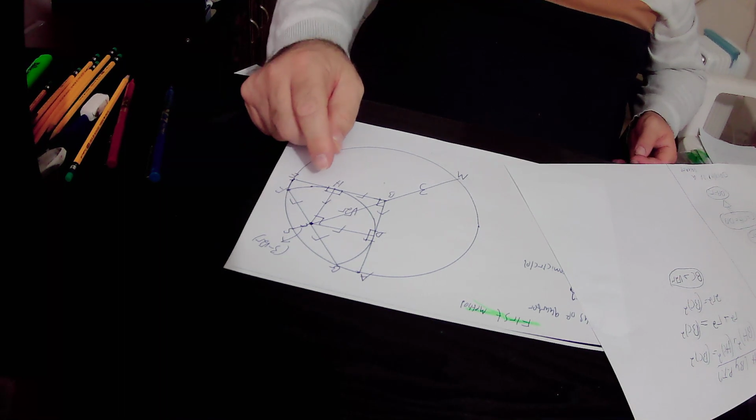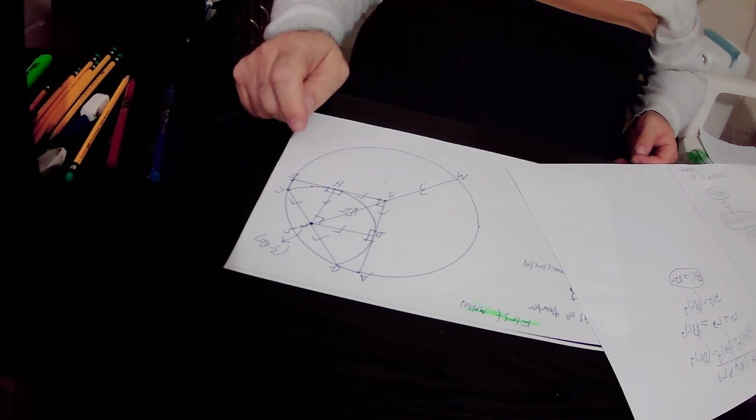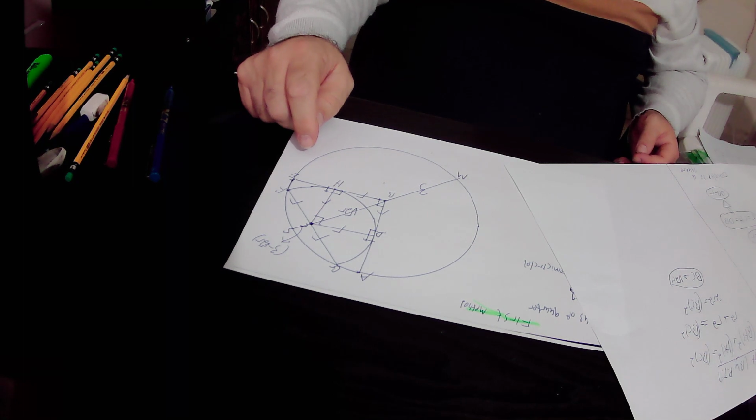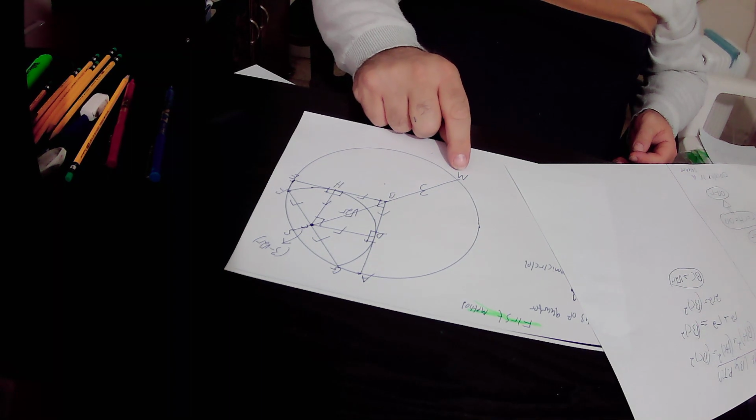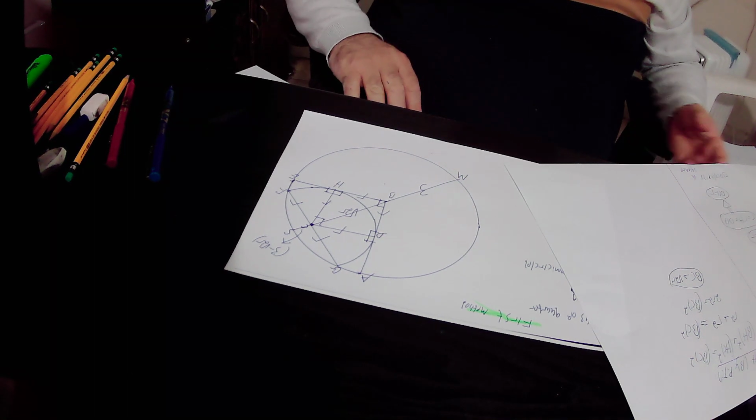Then we completed the quarter circle to a circle, and we extended the diagonal CB until it touches the circle at this point, point M. Then I presented to you a new rule.